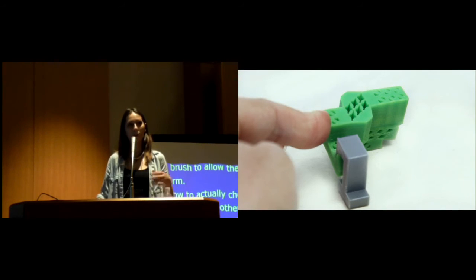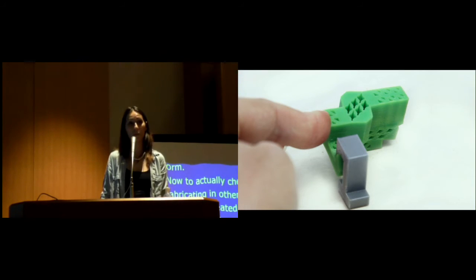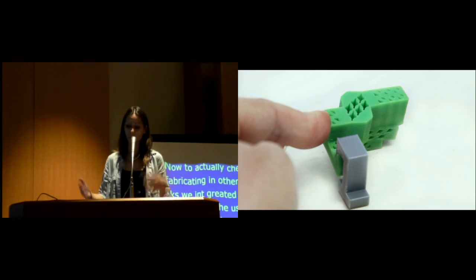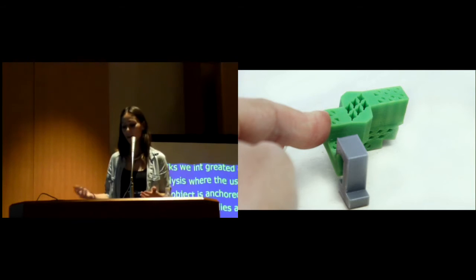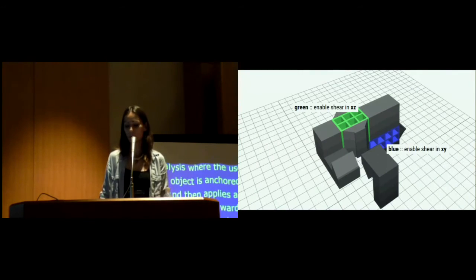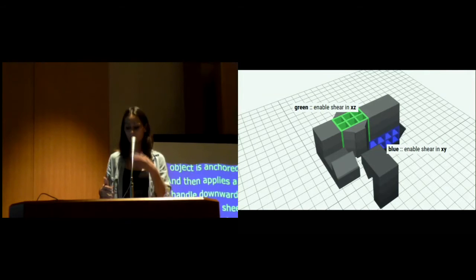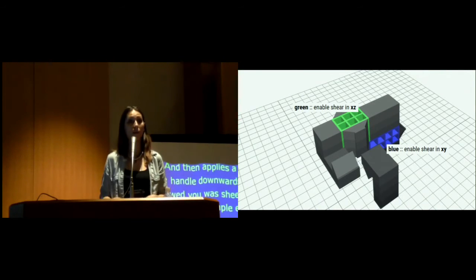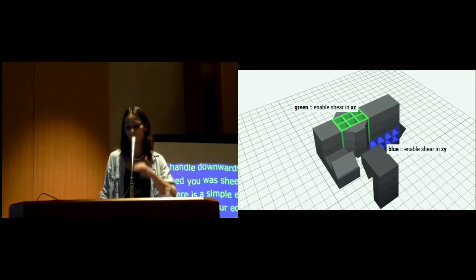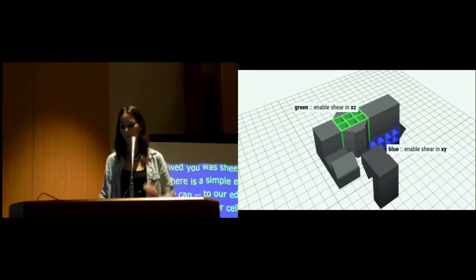So what I showed you was shearing in one plane usually, but here is a simple example where we show that our editor also supports making these shear cells in multiple directions. In this case we have two shearing areas where the green one shears on the XZ plane, and the blue area shears on the XY plane, so that the latch can latch under this hook.